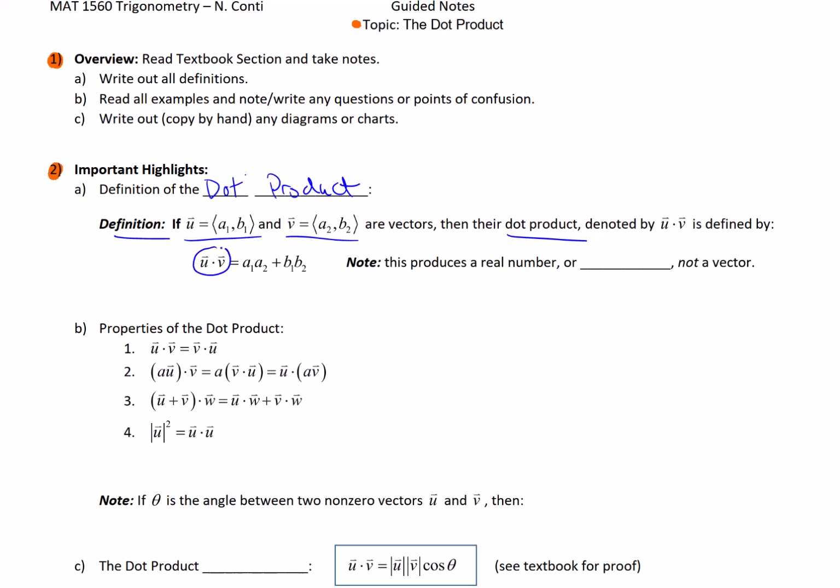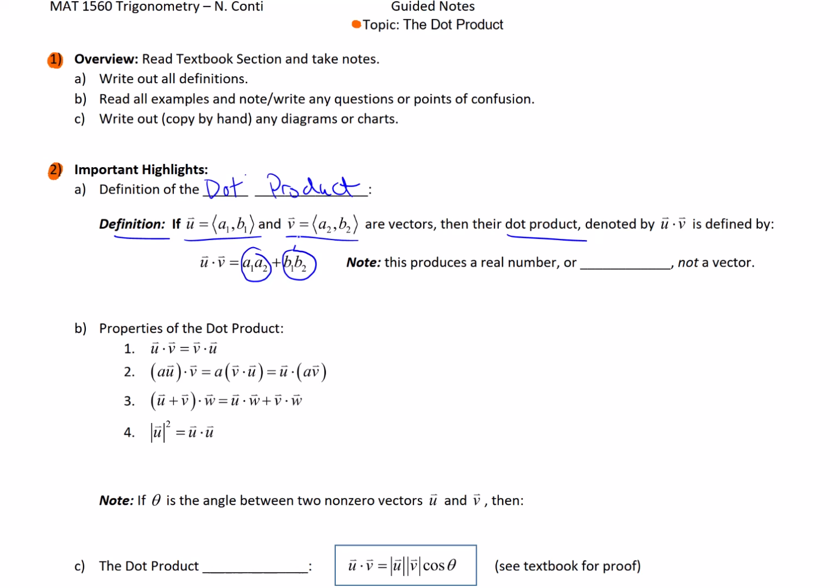u dot v, vector u dot vector v, equals the product of their horizontal components. So with the ones we've defined here, it would be a1 times a2. And then we add to that the product of the vertical components. So it's a1 a2 plus b1 b2, where you're multiplying those components together: a1 times a2 plus b1 times b2.